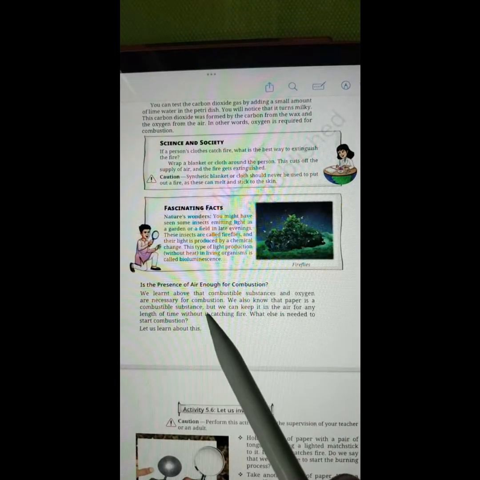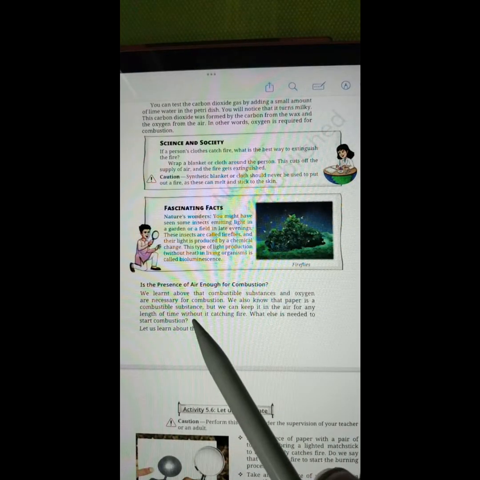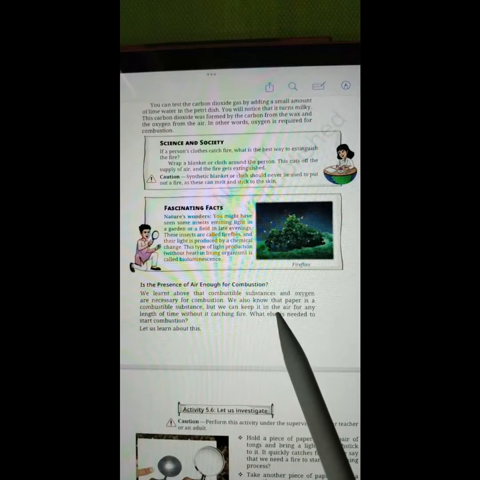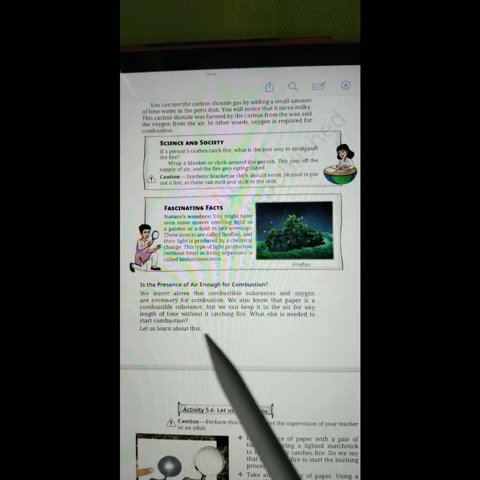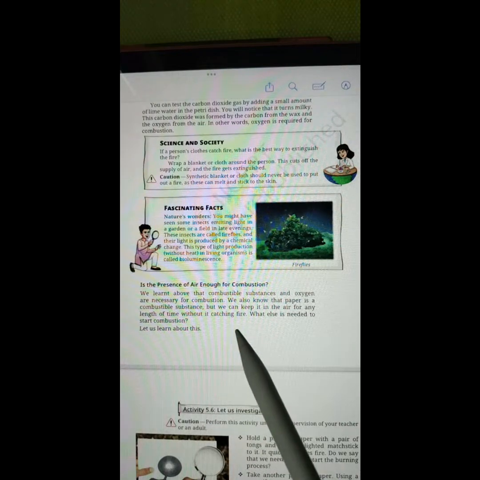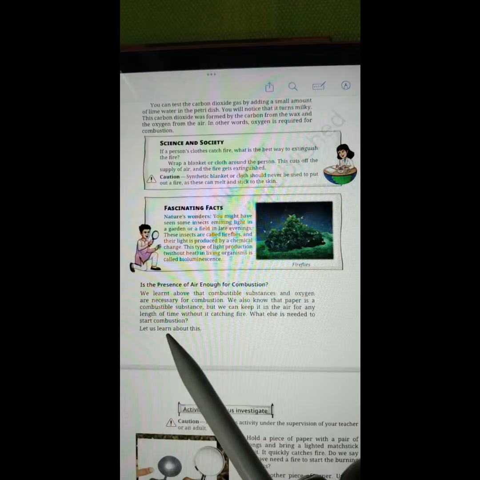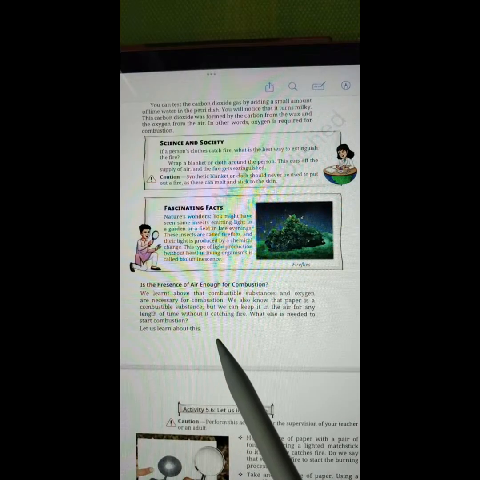Is the presence of air enough for combustion? We learned that combustible substances and oxygen are necessary for combustion. We also know that paper is a combustible substance, but we can keep it in the air for any length of time without it catching fire. What else is needed to start combustion? Let us learn about this.